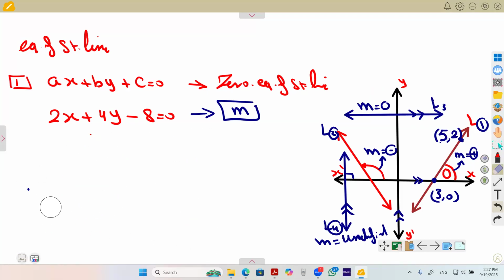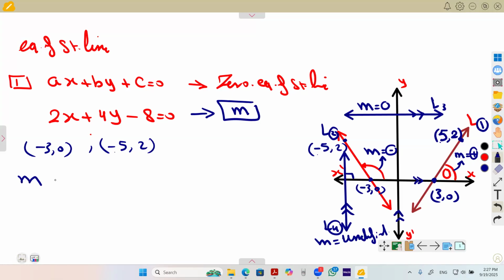L2 passes through 2 points. Imagine that this point is -3 and 0, and this point is -5 and 2. So we have 2 points, -3 and 0, and the second point is -5 and 2. And we have to get the gradient. How can we get it?